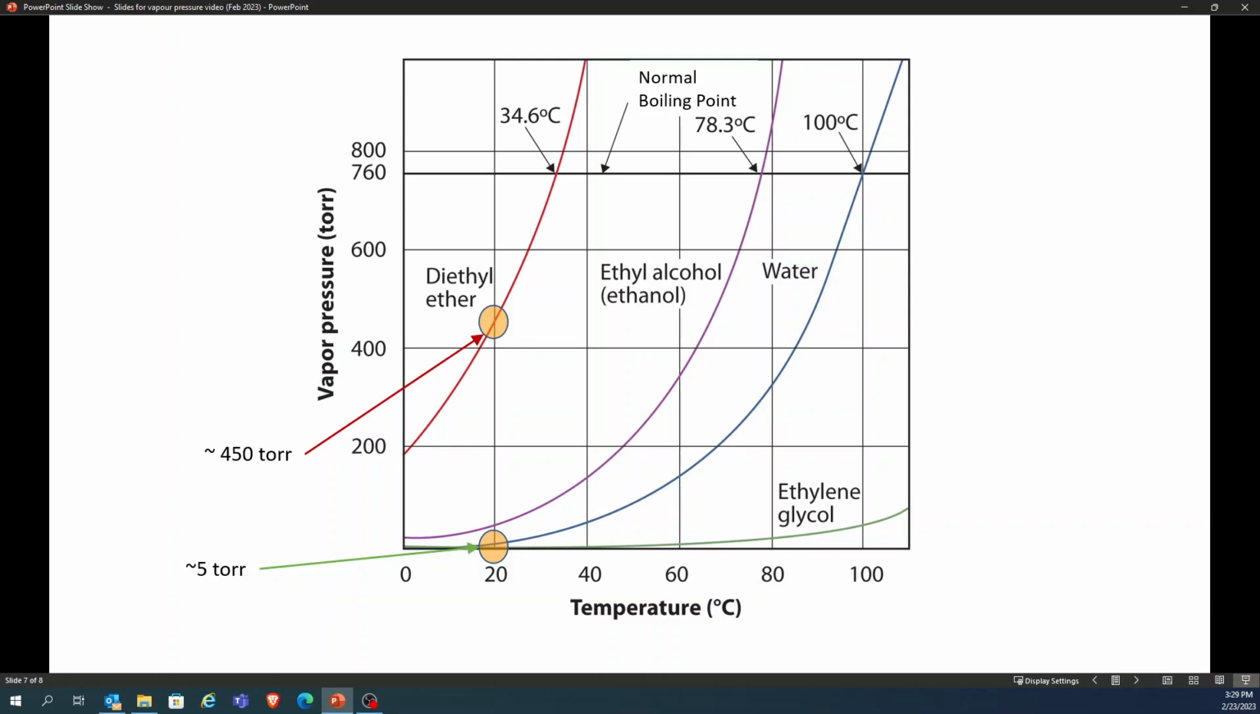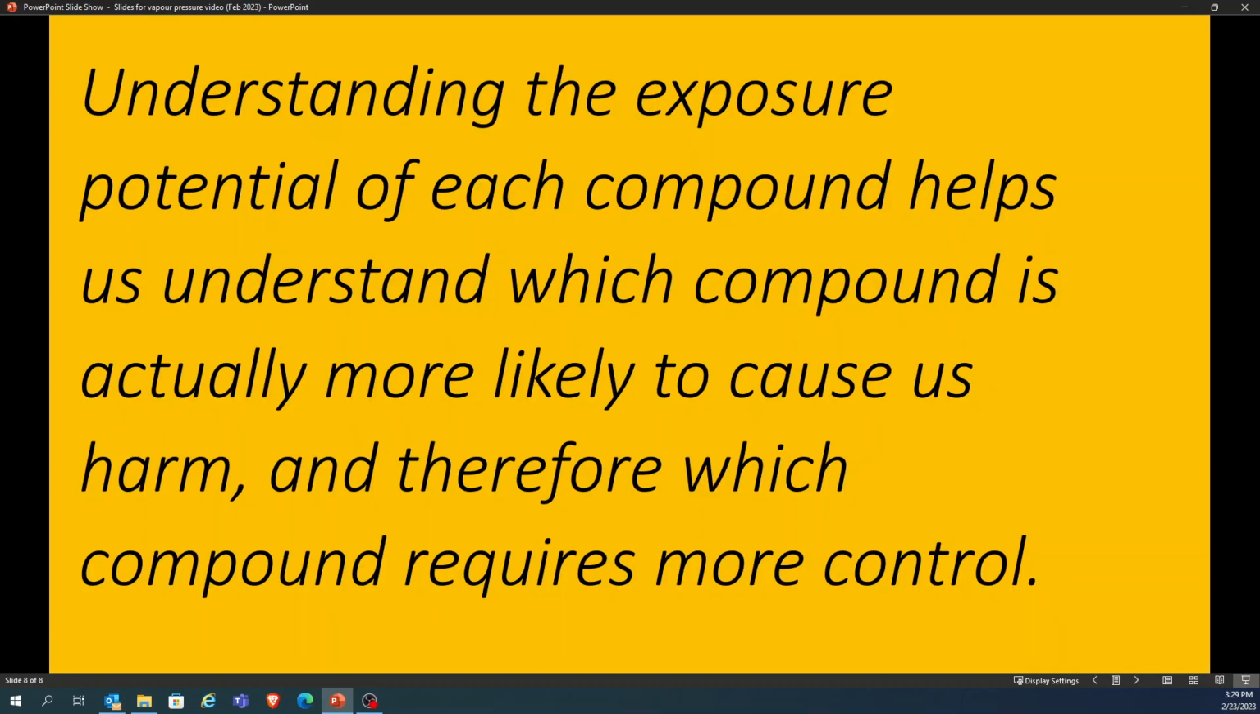The implication is that even though diethyl ether is significantly less toxic than ethylene glycol, one should have ventilation control when working with diethyl ether, whereas no ventilation would be required when working with ethylene glycol. Understanding the exposure potential of each compound helps us understand which compound is actually more likely to cause us harm, and therefore which compound requires more control. So that is a summary of how you can use vapor pressure to help you understand your inhalation exposure potential from a compound.